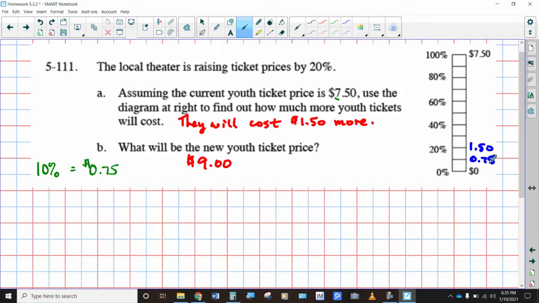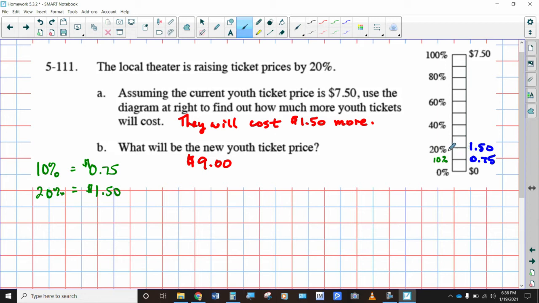That's the number that we got right there. It's not listed in there, but that would be the 10% interval, then 20, then 30, then 40, 50, and so on and so forth. Now that we know that 10% is 75 cents, then we can figure out what 20% would be. That would be doubling the 10%, right? Because 2 times 10 is 20, so double that, and you would get $1.50. So that would be the number that you would get here.